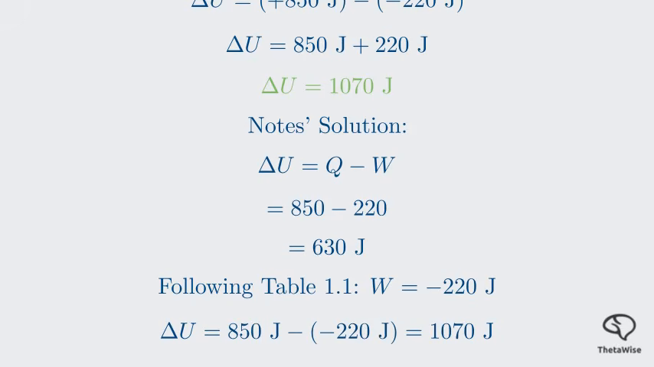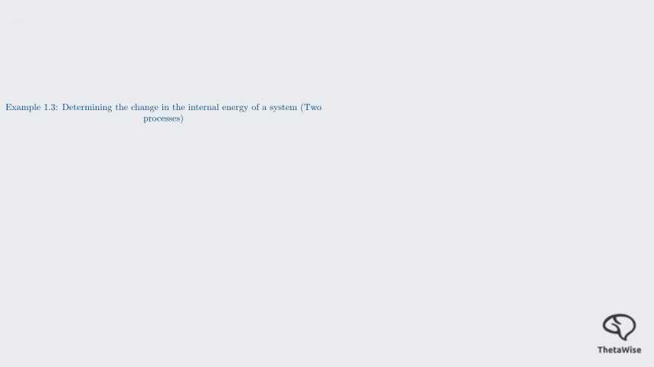It is crucial in thermodynamics to always know and use a consistent sign convention. The one provided in your notes, where the system doing work means W is negative, is a common and recommended standard in engineering thermodynamics. So based on that, the change is 1070 joules, indicating the system gained internal energy. Let's tackle a more complex problem involving a two-step process.